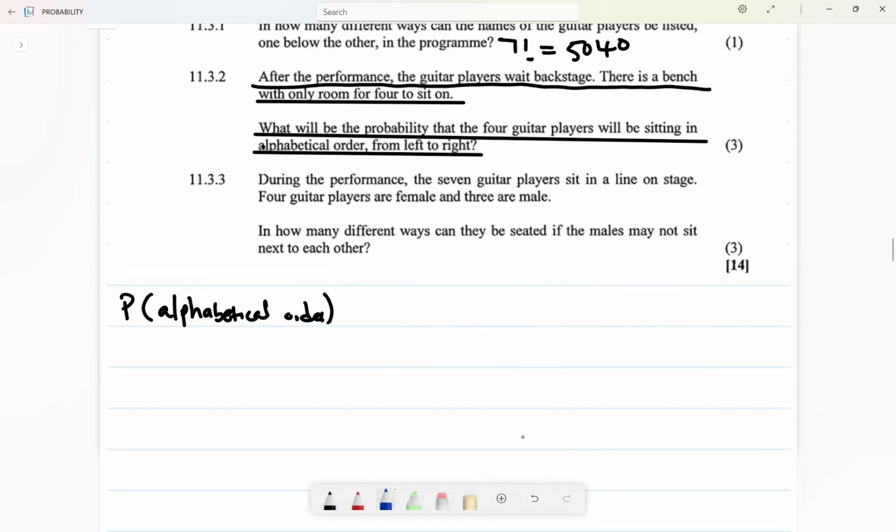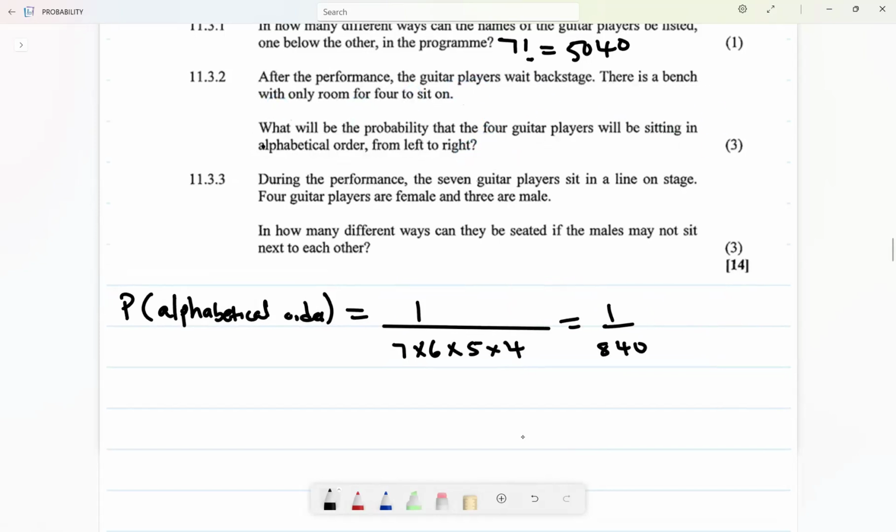So there is only one way, but now divide by their seating arrangement, which was 7 times 6 times 5 times 4. So it's going to be 1 divided by 840, which is whatever. This one was a little not beautiful, but yeah, that's that. And then I move on.